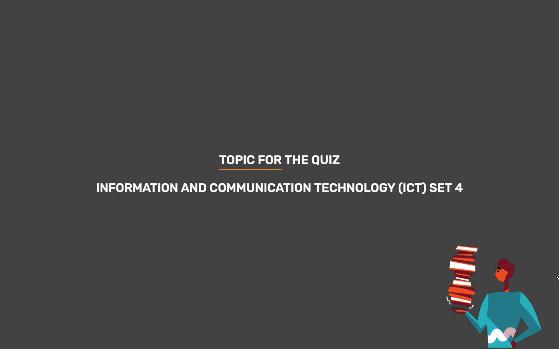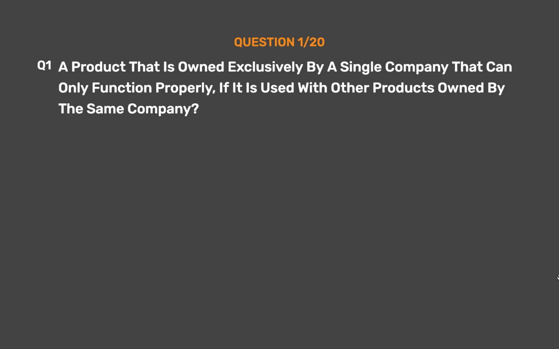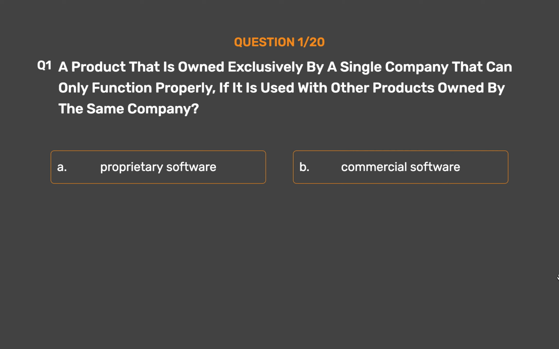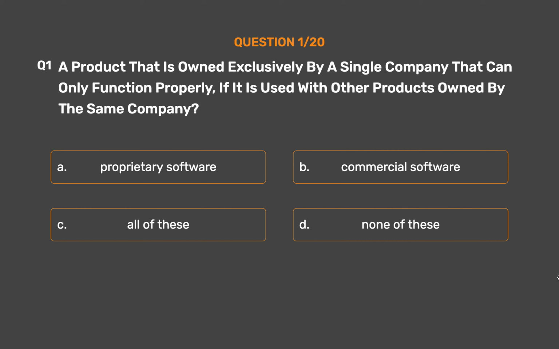Topic for today's quiz is Information and Communication Technology, ICT, Set 4. Question number 1. A product that is owned exclusively by a single company that can only function properly if it is used with other products owned by the same company? Option A. Proprietary software. Option B. Commercial software. Option C. All of these. Option D. None of these.